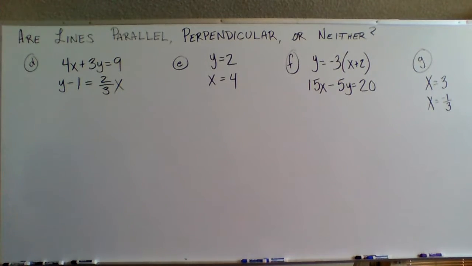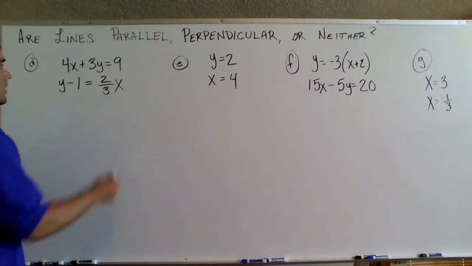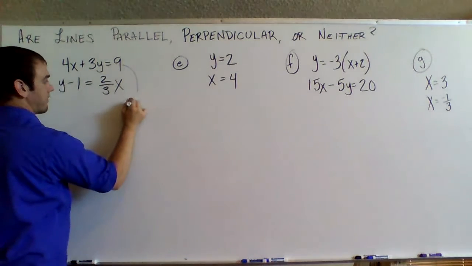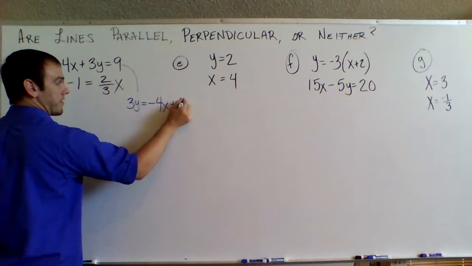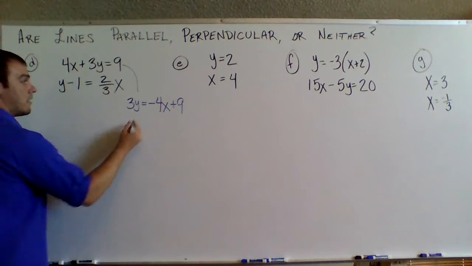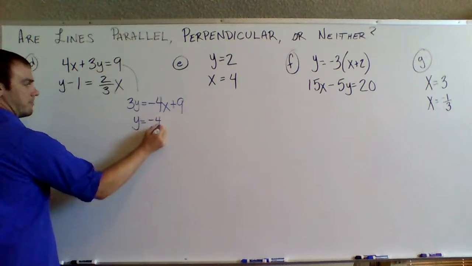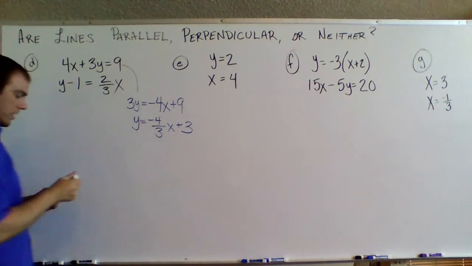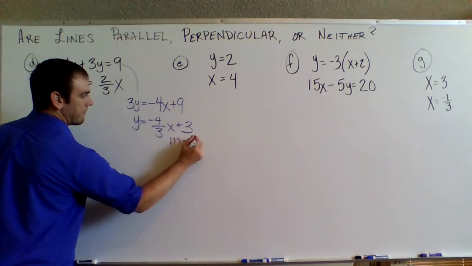Alright, so like I said, we need to figure out our slopes. If I'm looking at this first one, I need to solve for y, so I've got to get rid of my 4x first. So I've got 3y equals negative 4x plus 9, at which point I'm just going to divide both sides by 3. So I get y equals negative 4 over 3 x, and then 9 divided by 3 is going to be 3. So here, on my first one, I have a slope of negative 4/3.